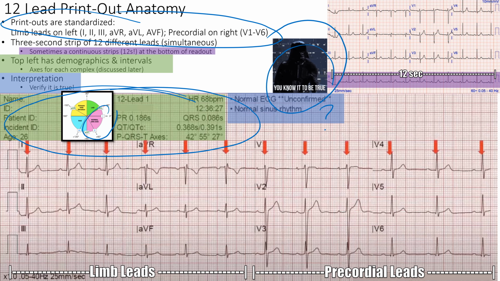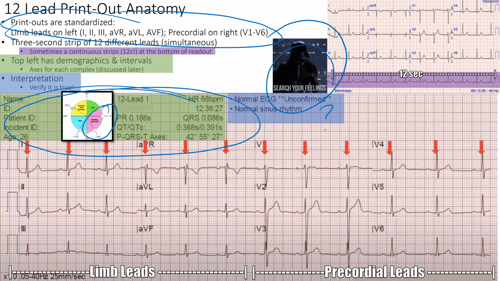And again, the axis, normal is in pink there. It can tell you, it'll give you a little degree output to say, hey, your degree is negative or plus 60. So, well, that's normal, right? And then what else? So it will tell you your limb leads and your precordial leads, or it has your limb leads and precordial leads.